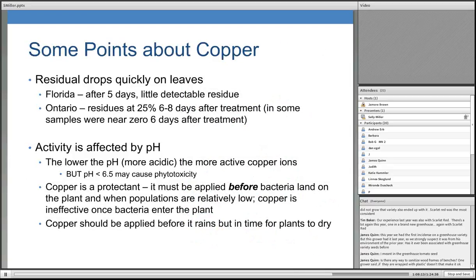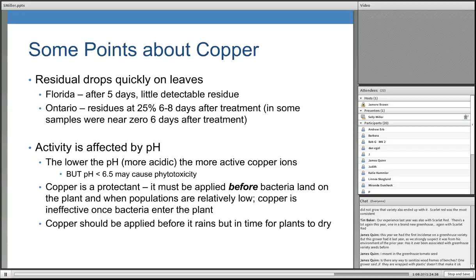I want to mention a couple points about copper, because copper is primarily what's used for bacterial disease management. And again, I think once you have a raging epidemic out in the field, it's just wasting time and money to put copper on. But early on in the season or in the greenhouse, I think there's value in doing that. But there are some interesting points about copper.